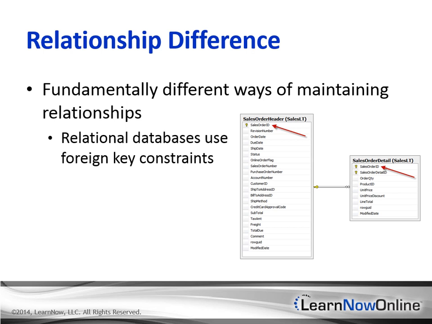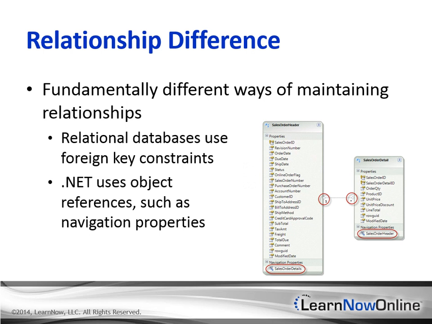And then each sales order has one or more order details stored in a related sales order detail table, which is on the right, which includes that sales order ID as a foreign key into the sales order header table. All right, and so the image there shows how this looks within a database diagram.